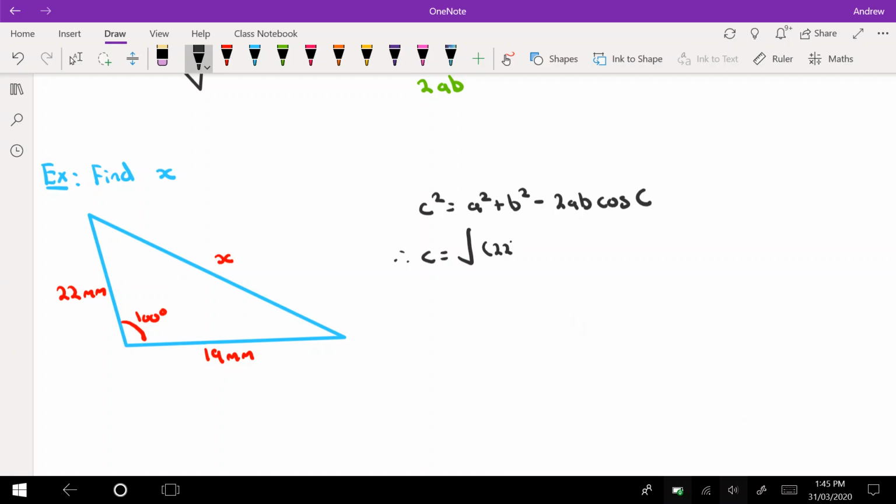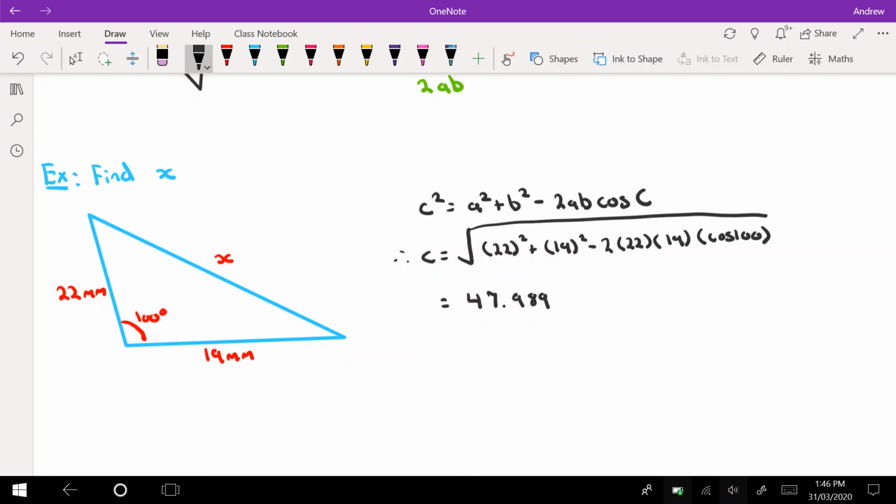22 squared plus 19 squared, take away 2 times 22 times 19 times cosine of 100. And then I'm going to draw this square root all the way across the top. And that's going to get me to 47.989 millimeters. Always remember the units with our answer.